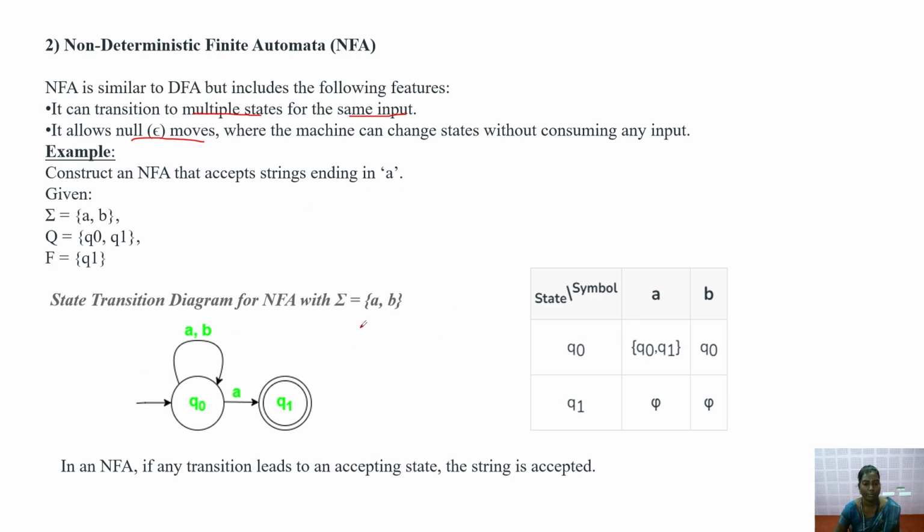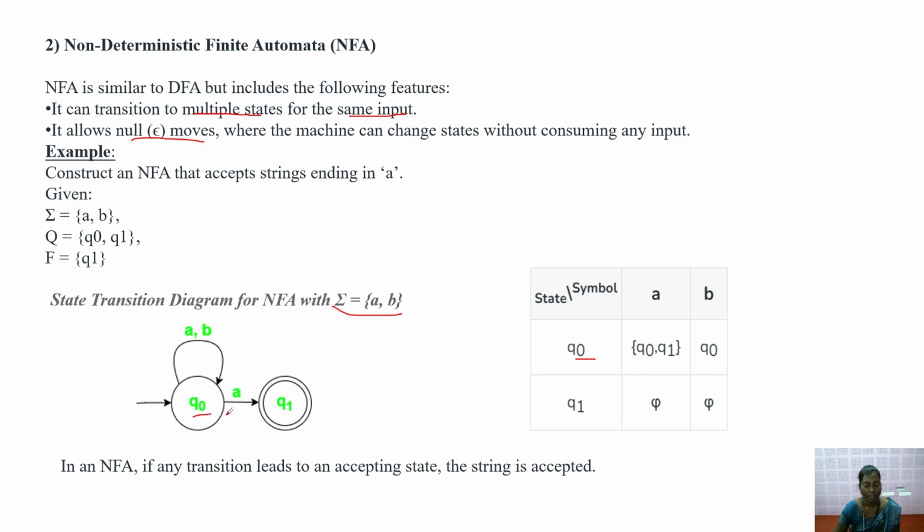So the same inputs: epsilon, A, comma B. Here is a transition diagram and transition table. Q0 is the initial state. This is called the final state. A double circle has been used to represent it.